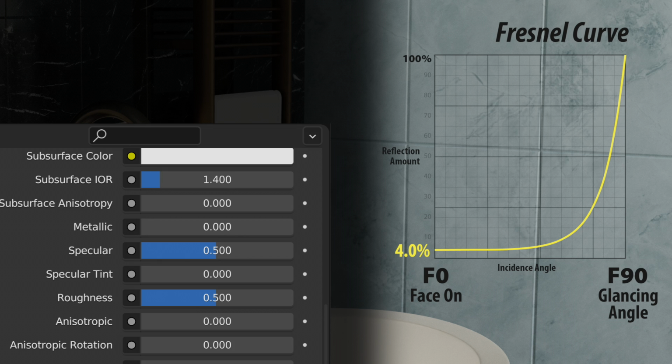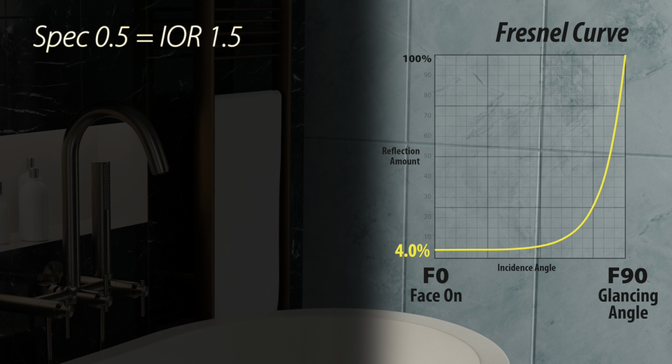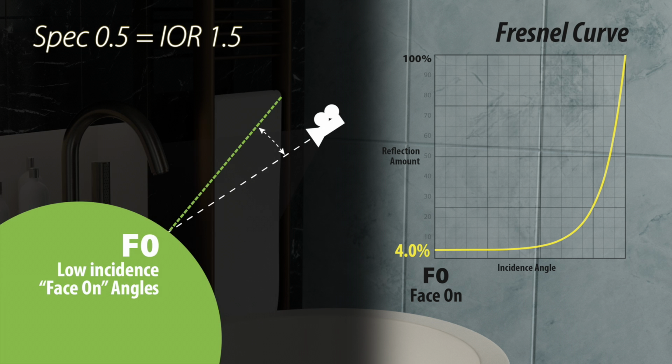Technically, what was happening was that the 0.5 was converted into an index of refraction value of 1.5, which is the most common starting value for general reflectivity. The low F0 end of the Fresnel curve ends up being about 4% reflective, but this isn't entirely a user-friendly or artist-friendly parameter unless you had some education into what an index of refraction does.